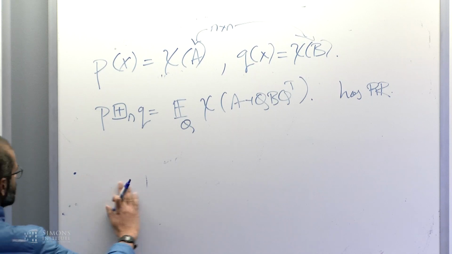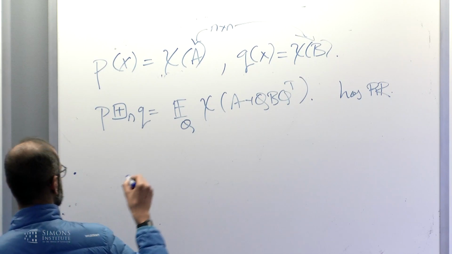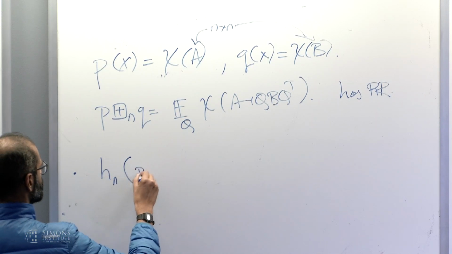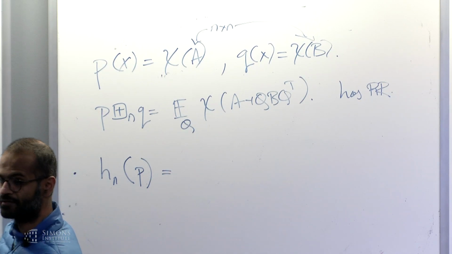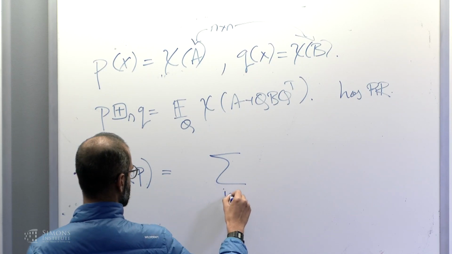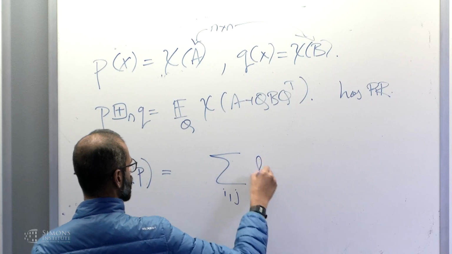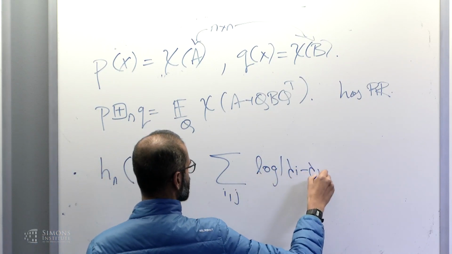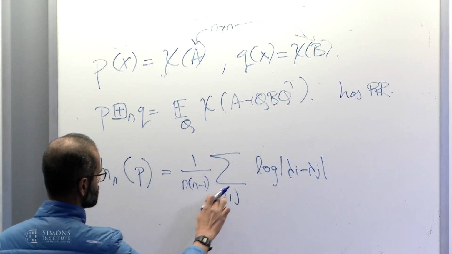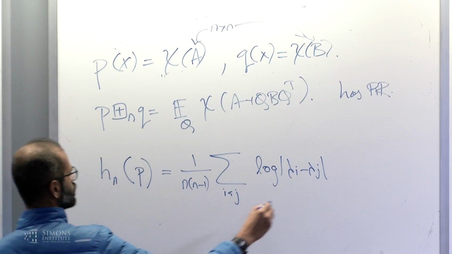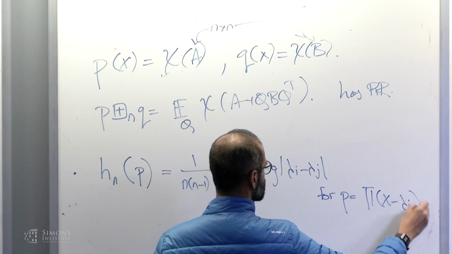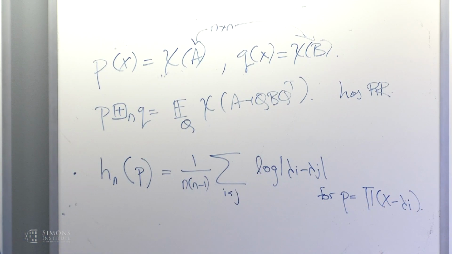And now you can mimic this and define a notion of entropy for a polynomial. What's the definition? Let's call it h sub n of a polynomial. Well, this is a double integral, but I'm just going to take it to be a double sum. It's a summation over pairs of roots i, j of log of lambda i minus lambda j, and there's some normalization factor 1 over n minus 1, for a polynomial p which has roots lambda. So it's like a discretization of this entropy quantity.